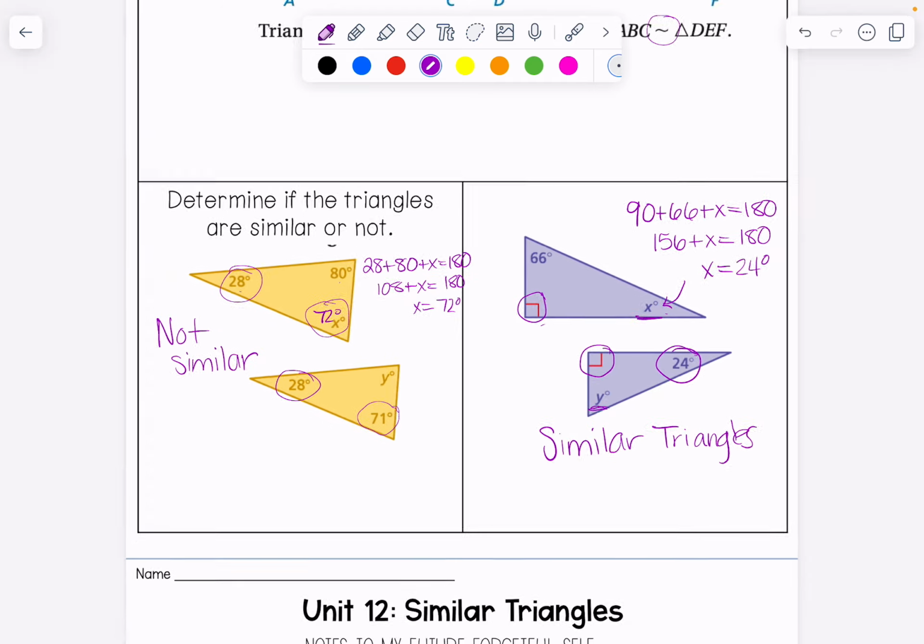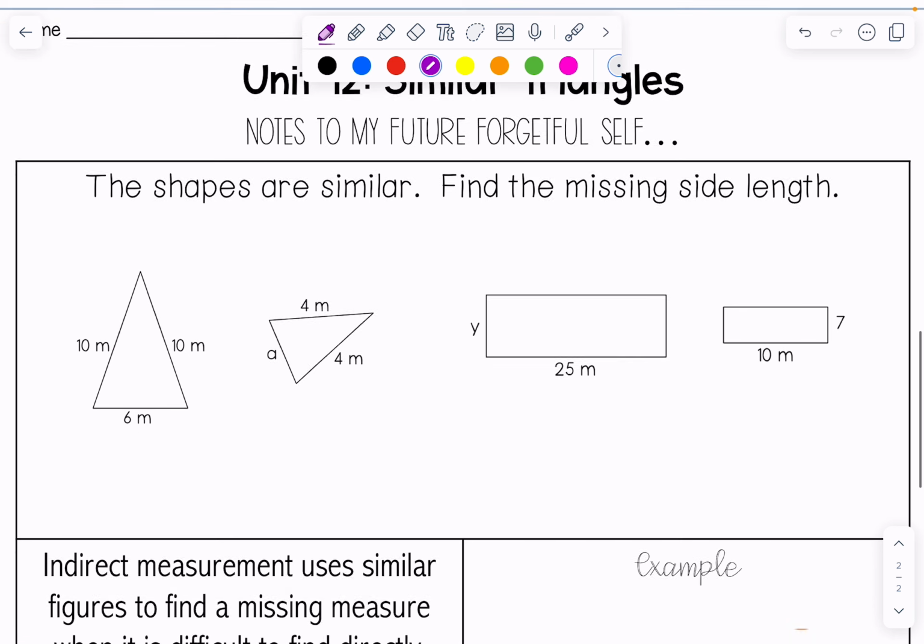Where similar figures help us is that similar figures are proportional to each other and have corresponding sides that are proportional. So when I'm given the information that shapes are similar, I can use a proportion to figure out a missing side length. For example, here I know that these two triangles are similar. I'm trying to solve and figure out the measurement of A. So what I can do is write a proportion. I know that I'm going to need to solve for A, so I'm going to have A there. And then I'm going to choose one of the other sides on this triangle that I know.